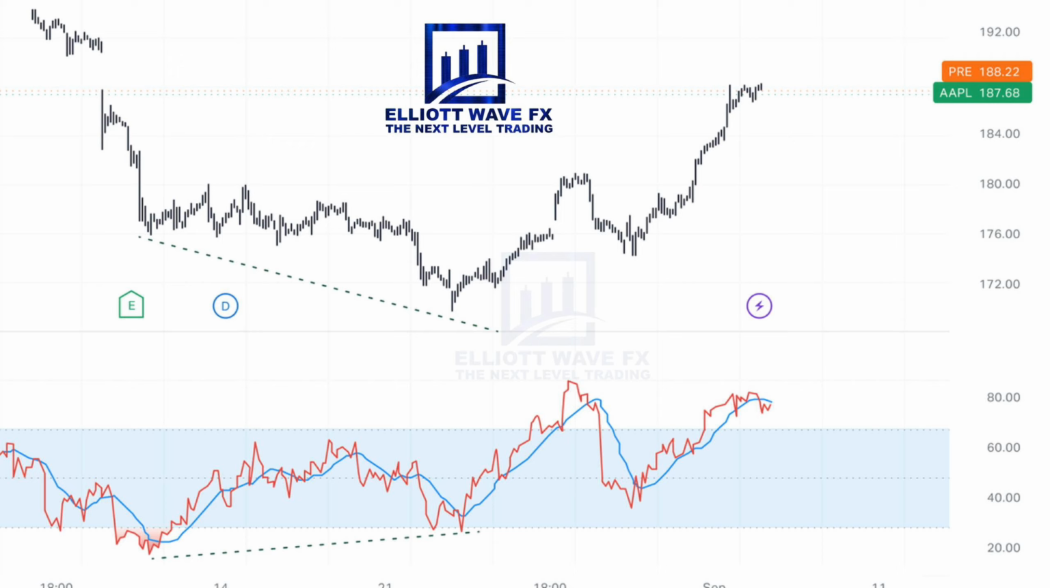Bearish divergence occurs in an uptrend. The asset's price makes a higher high, but the RSI makes a lower high. This suggests that the buying momentum is fading, signaling a possible downward trend reversal.